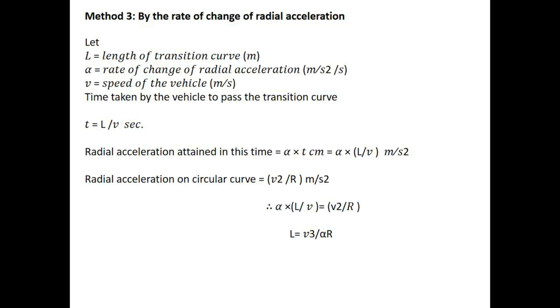The third method by rate of change of radial acceleration. So here the time taken by the vehicle to pass the transition curve is taken as t equal to L by V, and the radial acceleration attained at this time is equal to alpha into t, where alpha equal to rate of change of radial acceleration in meter per second square per second. Then equating the two expressions, we get length equal to V cube by alpha r.